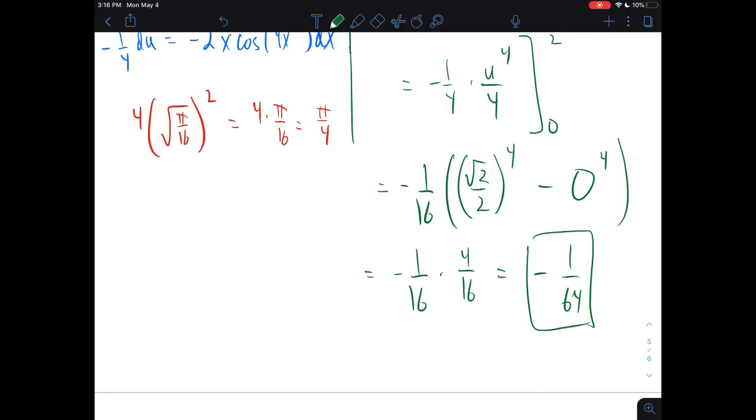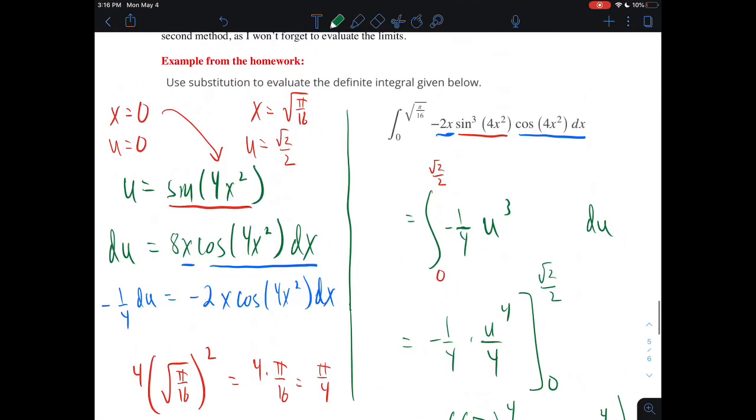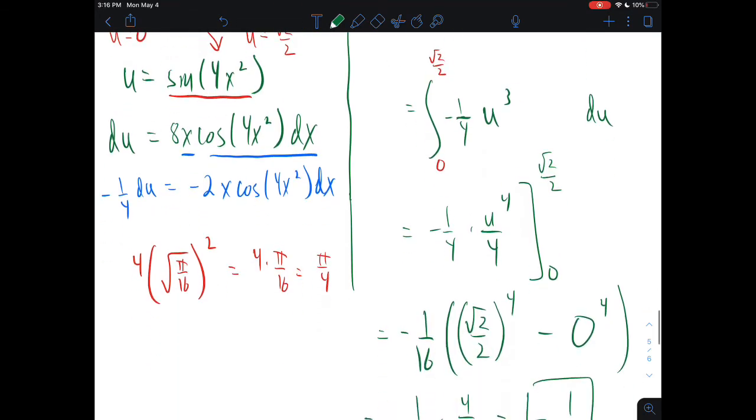So I recommend that you do this when evaluating definite integrals using substitution. Change out your limits along the way. Just keep track of everything that you're substituting and your new limits, and it becomes much easier because then you don't have to remember to do that at the end, and you don't also have to deal with the constant of integration.